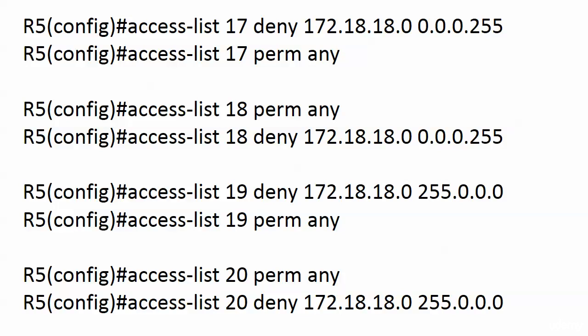And finally, the last one is just really messed up. It is a total mess because first off, you've got a permit any at the beginning of it, and then the deny statement is miswritten anyway. So there's nothing good about that last one, or my English. But again, access list 17 is the right one here. It's the only one that matches those requirements.